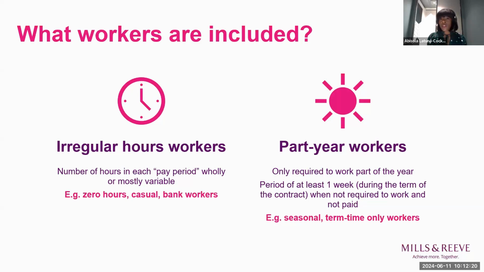There was initially a bit of dispute as to whether or not annualized hours contracts came within that definition. The first version of the government guidance seemed to indicate that they wouldn't, because whilst they don't work for the entirety of the year, they do tend to get paid throughout the year on a regular basis. But the most recent iteration of the government guidance seems to indicate that they are included within that definition, which is helpful to note.